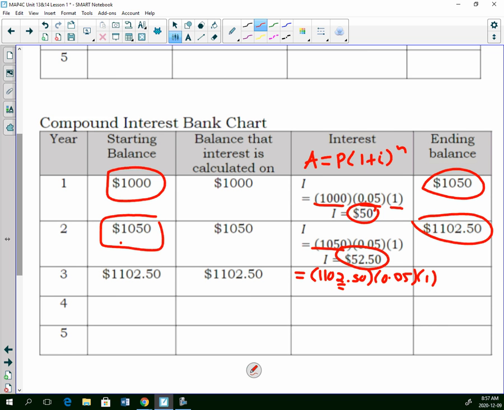So 1,102.50 times 5%, now you're making $55.13. The first year you made $50, the second year you made $52.50, and now you're making $55.13. When you calculate your interest, it's based on the previous year, not on the original. That's the difference between compound interest and simple interest. Let's put that final amount here. Finally we have $1,157.63. So you can see you earn more money with compound interest.